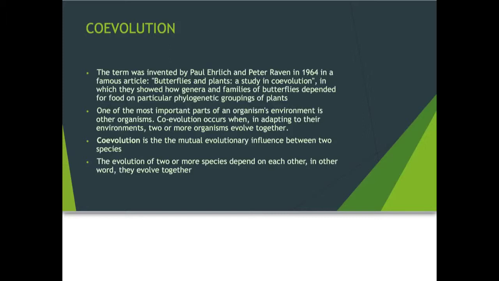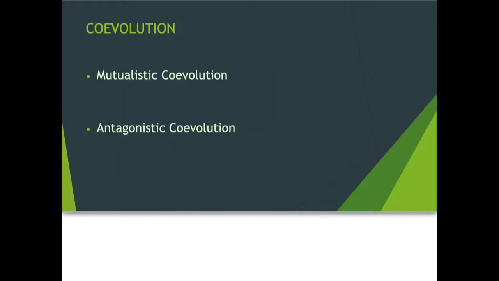Coevolution is the mutual evolutionary influence between two species. Coevolution happens when the evolution of two or more species depends on each other. In other words, they evolve together. Generally, coevolution divides into two types: mutualistic coevolution and antagonistic coevolution.